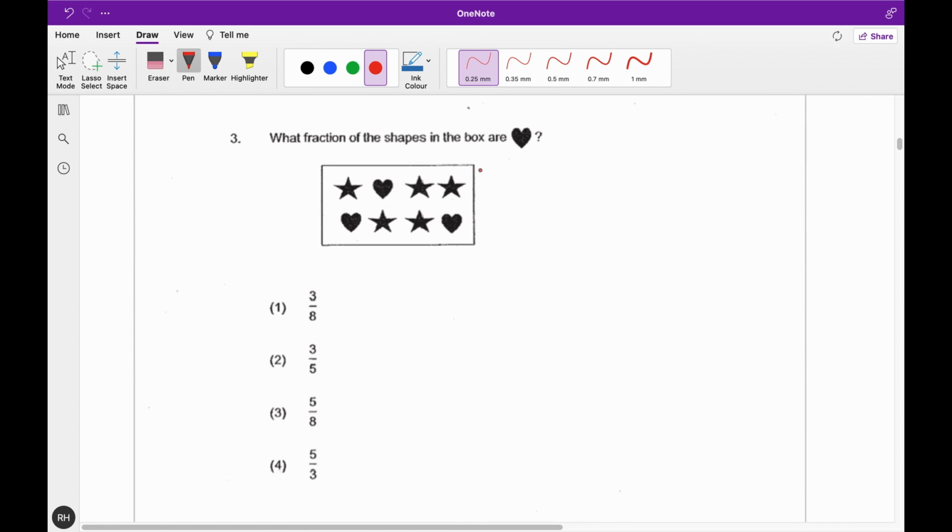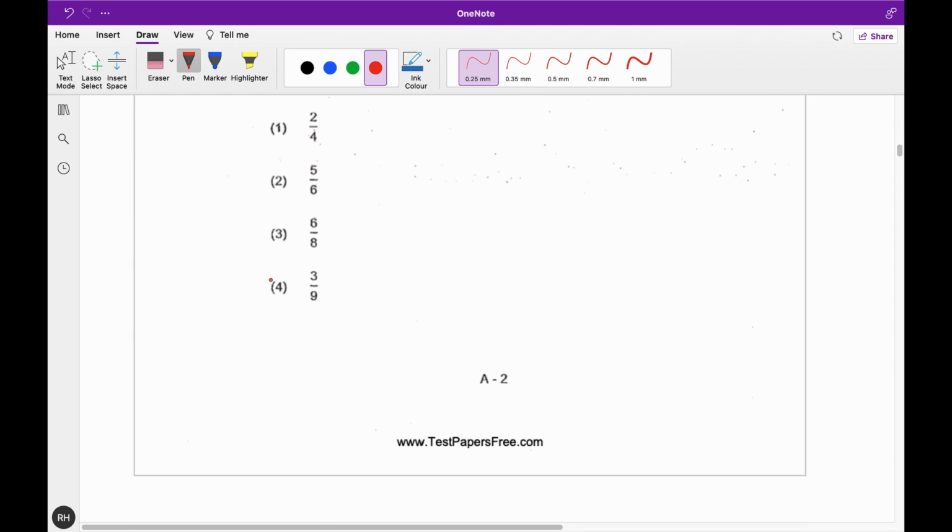Question 3. What fraction of the shapes in the box are heart shapes? So we have 1, 2, 3 hearts out of the total. So 1, 2, 3, 4, 5, 6, 7, 8. So hearts out of total is 3 out of 8. So option is 1.